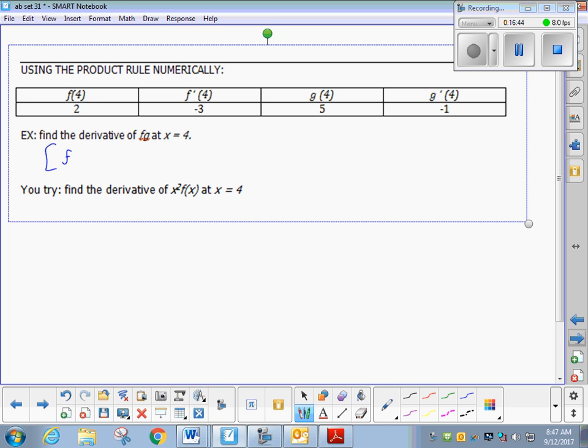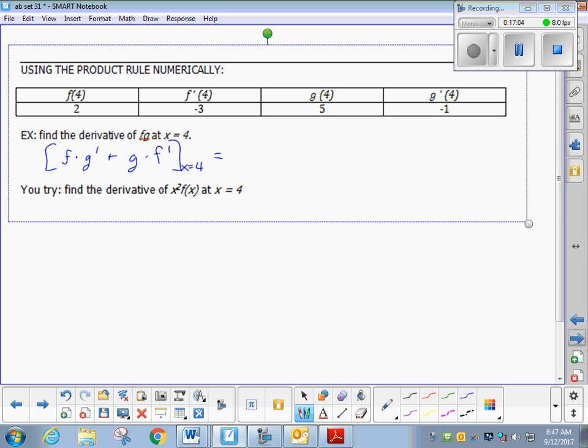F g prime plus g f prime. I'm not even plugging in arguments. I'm not even saying at x. This is pretty common. Most people do this. All right. So now we're going to evaluate.